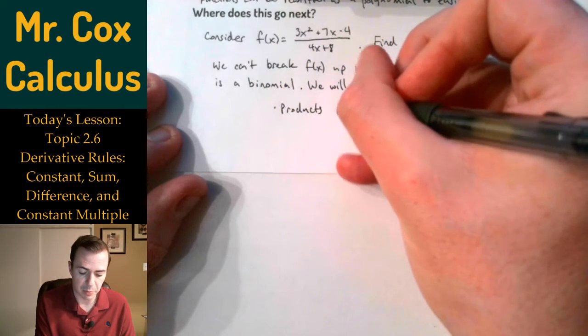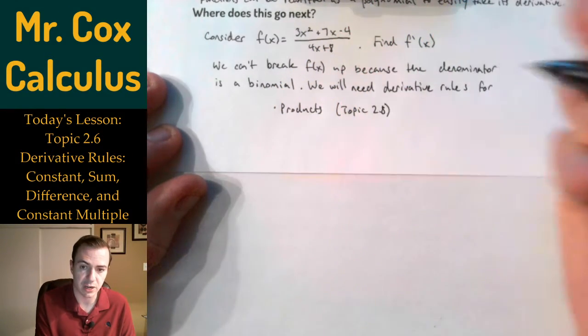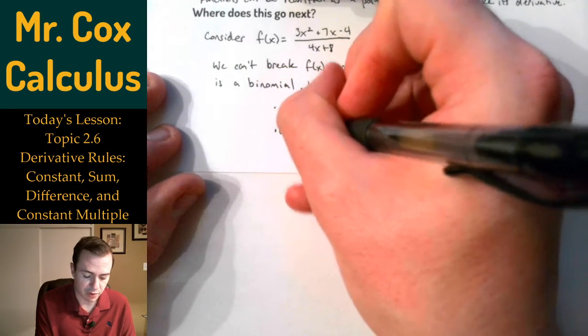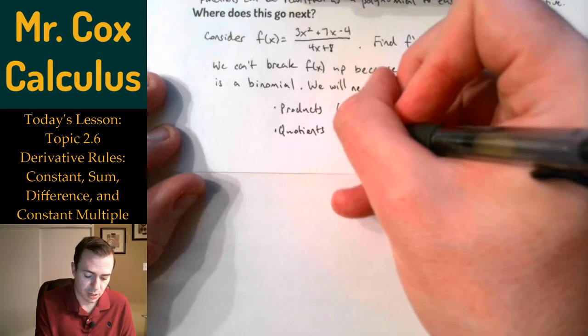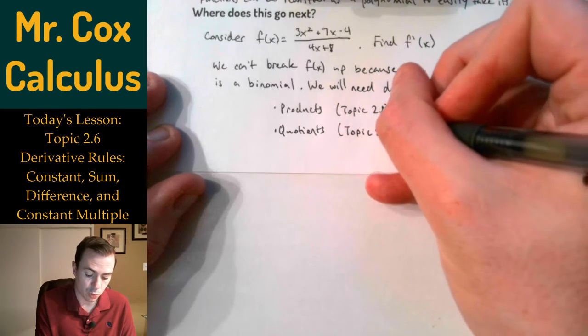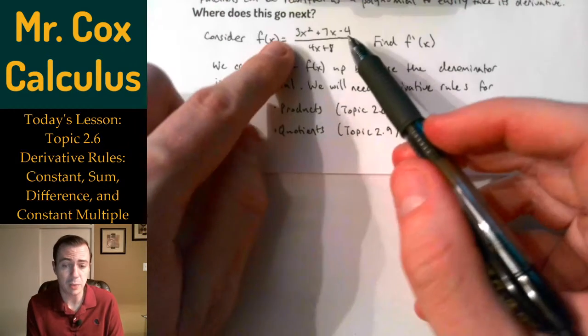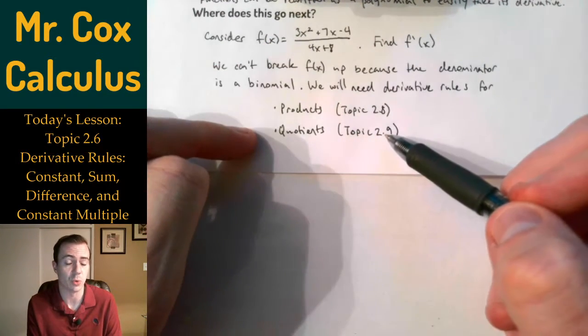That comes in topic 2.8, so in the very near future. And then right after that, we'll learn the rule for taking the derivative of quotients, and that's going to occur in topic 2.9. I will tell you when we do the derivative. So for example, we'll be able to do the derivative of this function after 2.9.